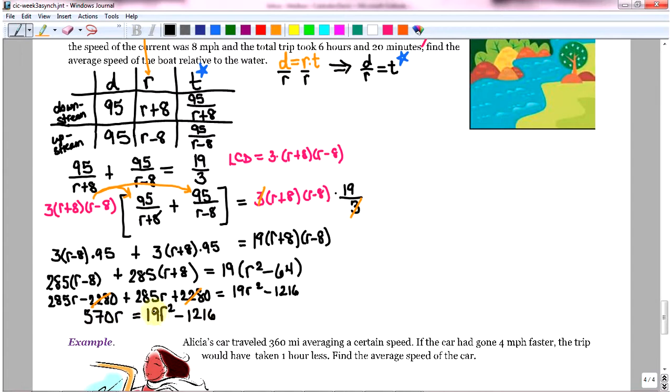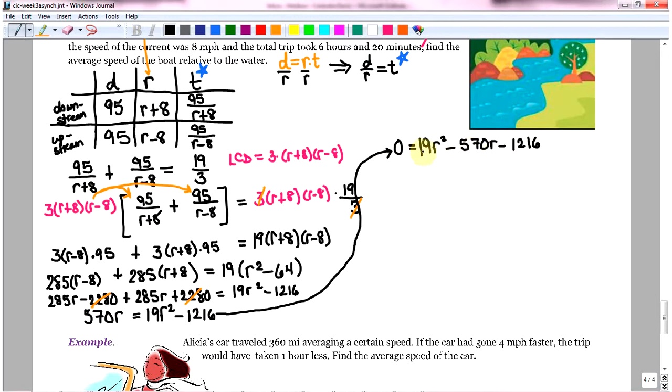Okay, so I see I have a quadratic equation. So I'm going to move everything over to the right side so that I can get 0 on one side and then use my quadratic formula. So I'm going to have 0 is equal to 19r squared minus 570r minus 1216.